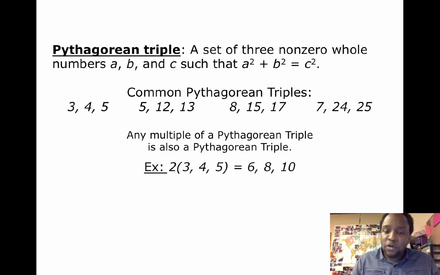Also, any multiple of the Pythagorean triplets also works. So if you multiply all of these by 2, 6, 8, 10 would also be a Pythagorean triplet. Or if you multiplied all of these numbers by 7, that would be a Pythagorean triplet. But you just have to make sure, if you multiply by like 7.5, that if any of the numbers end up not being a whole number, then that's not a Pythagorean triplet anymore. And like 7 times 7.5 is not a whole number, so we can't multiply it by that.